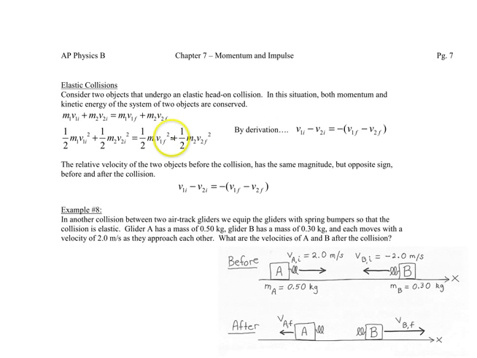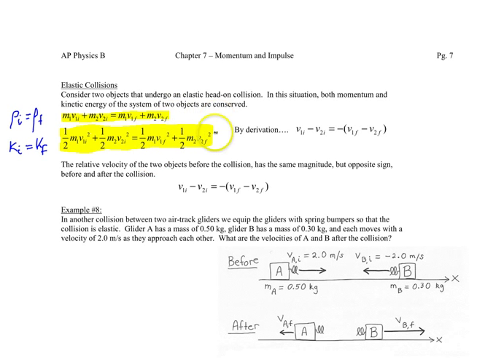Of course, in any kind of collision where there's no external forces, we also have momentum conserved. So we have two things conserved in an elastic collision. We have the momentum is conserved, and we have the kinetic energy is conserved. Alright, so we have two equations that you can see here.